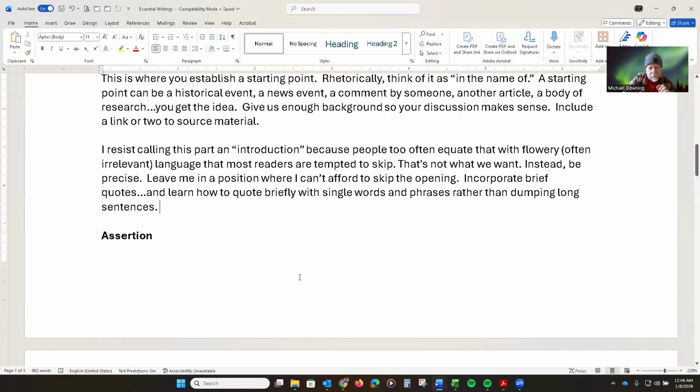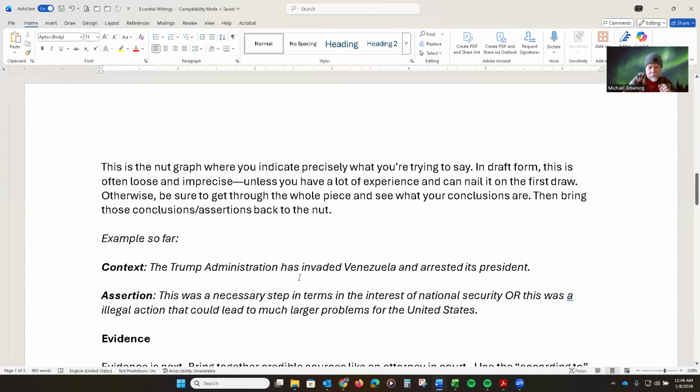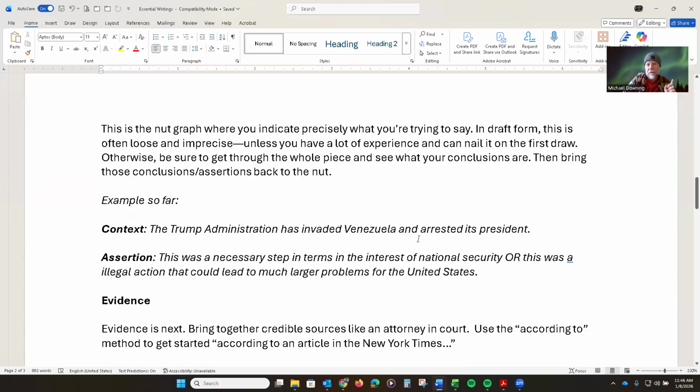That's context. Assertion is next. This is the nut graph. In the professional writing world, it's known as the nut graph. It's like, what are you saying? This is where you indicate precisely what you're trying to say. In draft form, this is often loose and imprecise, unless you have a lot of experience and can nail it on the first draw. Otherwise, be sure to get through the whole piece and see what your conclusions are, then bring those conclusions and assertions back to the nut.